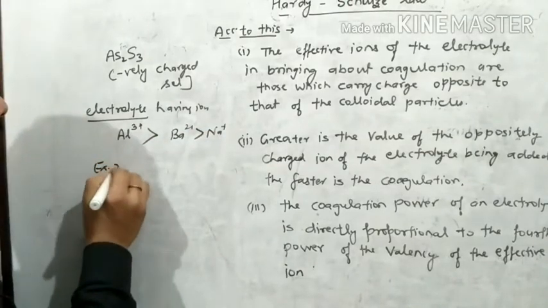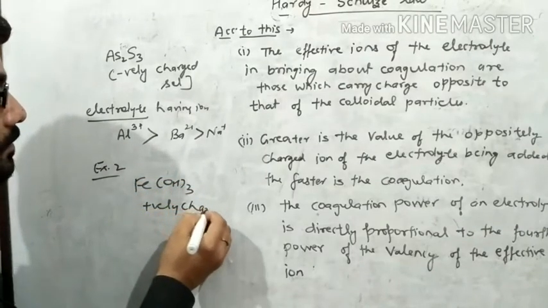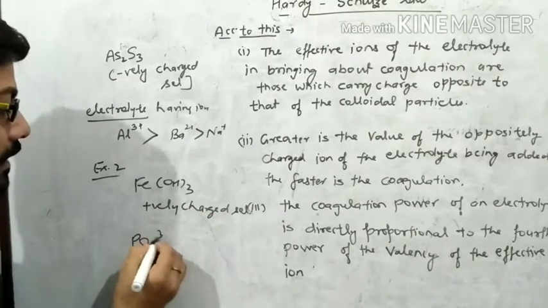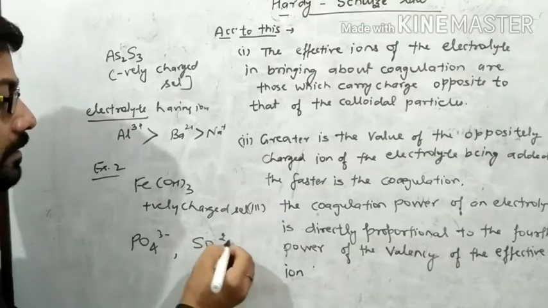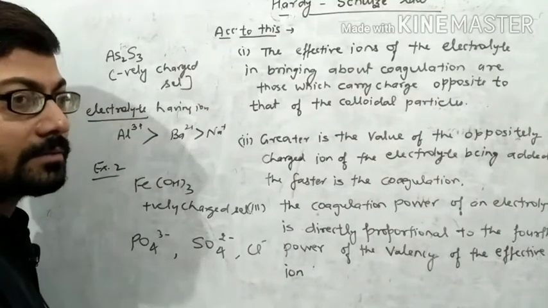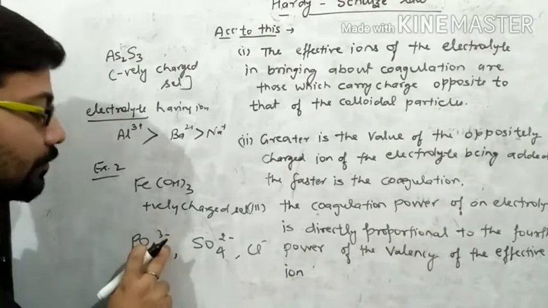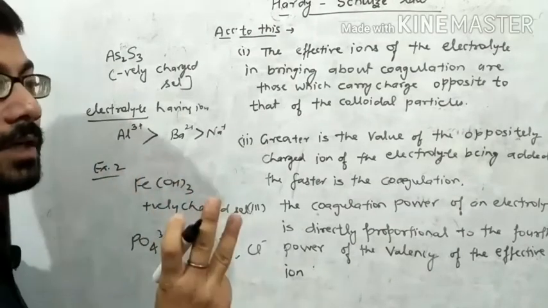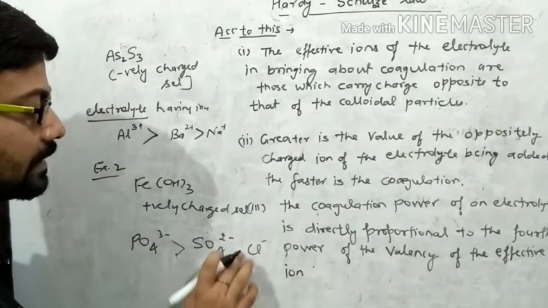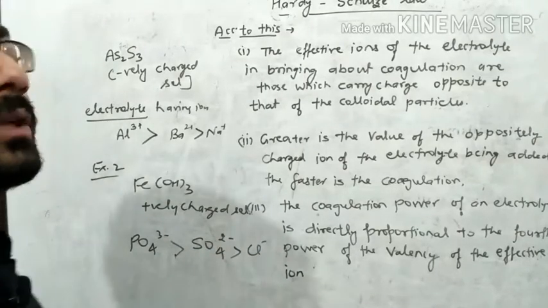If we take second example as ferric hydroxide, that is positively charged salt. If we add phosphate ion, sulfate ion and chloride ion, so which one have more coagulating power? As you know, this phosphate ion have 3 charge, so they have more coagulating power. So this one have greater tendency as compared to sulfate ion and then the chloride ion, right? So this is about the Hardy-Schulze law.